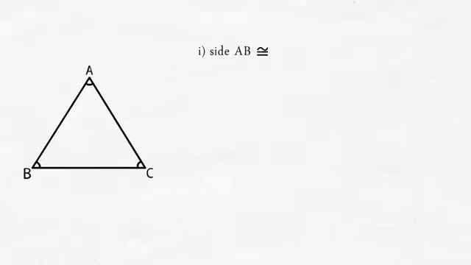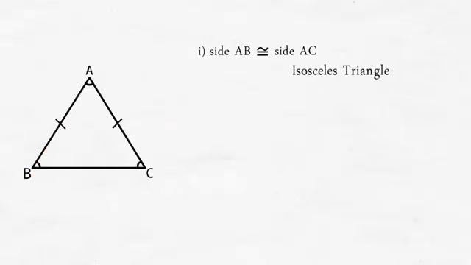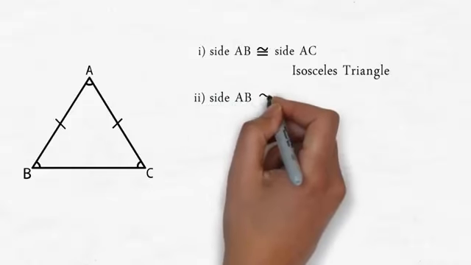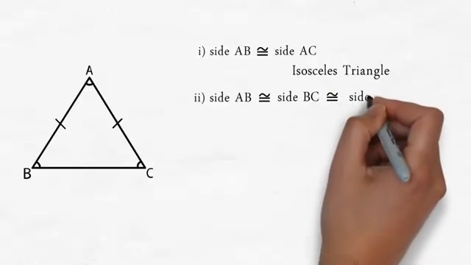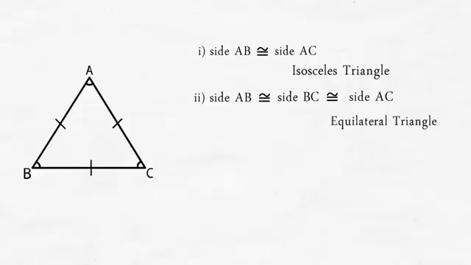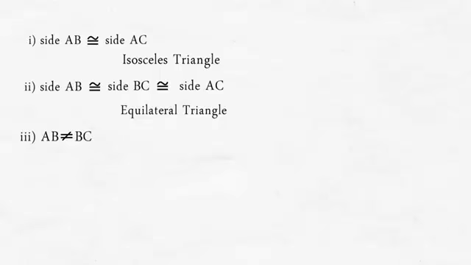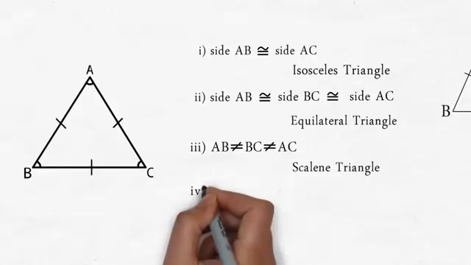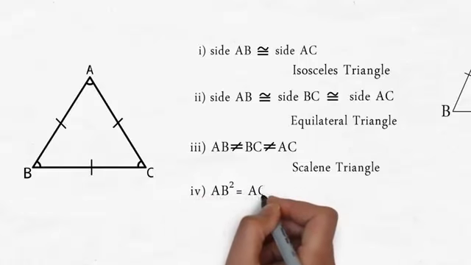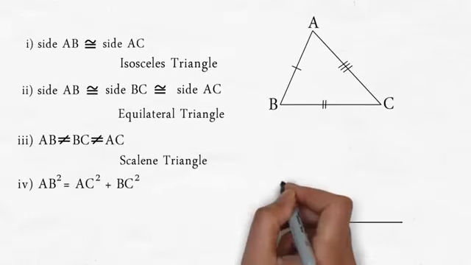Here, when side AB is congruent to side AC, it is an isosceles triangle. When side AB is congruent to side BC and side BC is congruent to side AC, it is an equilateral triangle. When AB is not equal to BC and BC is not equal to AC, it is a scalene triangle. And when AB square is equal to AC square plus BC square, it is a right-angled triangle.